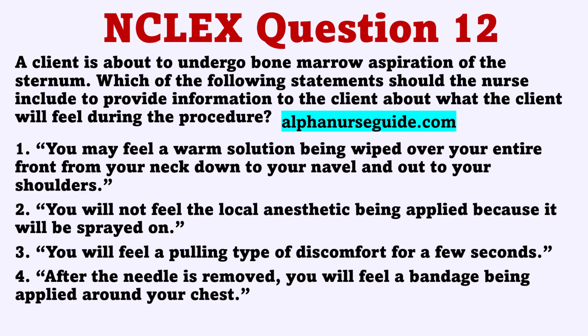The local anesthetic is injected through the subcutaneous tissue to numb the tissue for the larger bore needle that is used for aspiration and biopsy. After the needle is removed, pressure is held over the aspiration site for 5 to 10 minutes to achieve hemostasis. A small dressing is applied. A large pressure dressing, such as an ACE bandage, would restrict the expansion of the lungs and is not used.